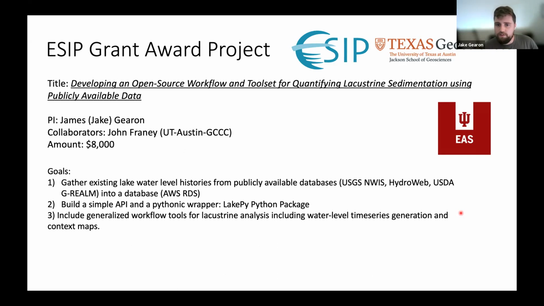So the basic goals of the LakePy project are to gather existing lake level time series data from several open source databases, including the USGS NWIS. Then we host that data in a simple relational database on AWS. We chose MySQL. And then we attach an API so that other researchers might have access without compromising the security of the database, or without people having to query SQL by themselves.